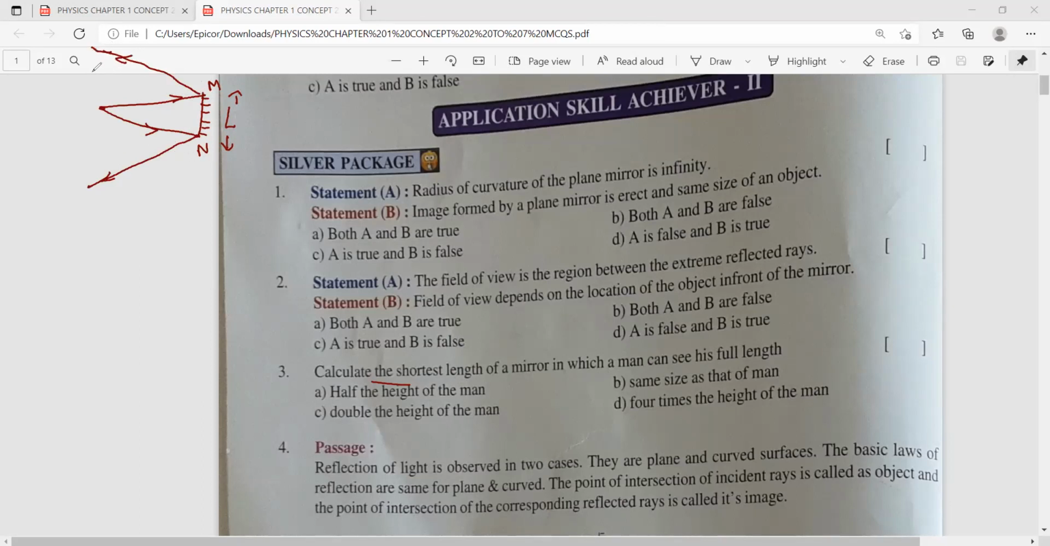So let us take the height of the man as h. Here the man starts, and his height we take as h. Now just draw the normals, which are perpendicular to the mirror. This is one line, a normal, and this is another line, also a normal, perpendicular to the mirror. Okay, two normals are perpendicular to the mirror. Now let us take one minute, children, small error.